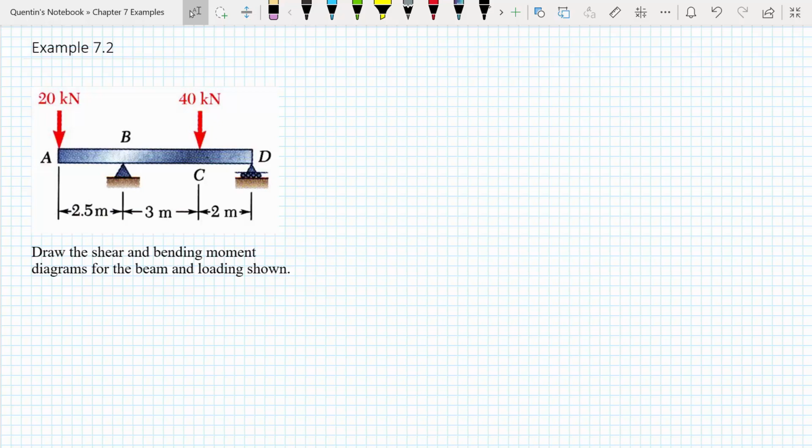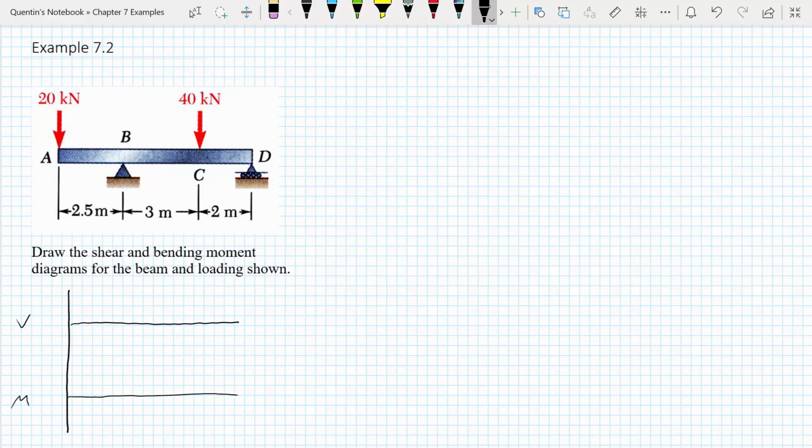Okay, hey, let's look at example problem 7.2 now from the book. We are going to draw shear and bending moment diagrams for the beam that we're shown here. So let's lay them out right here. Let's grab the black. Okay, so let's lay them out right here. This will be my shear, and this will be my bending moment diagram.